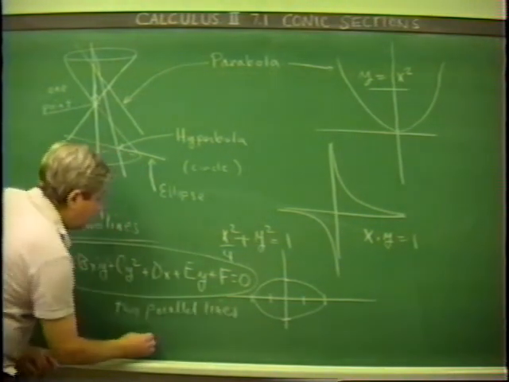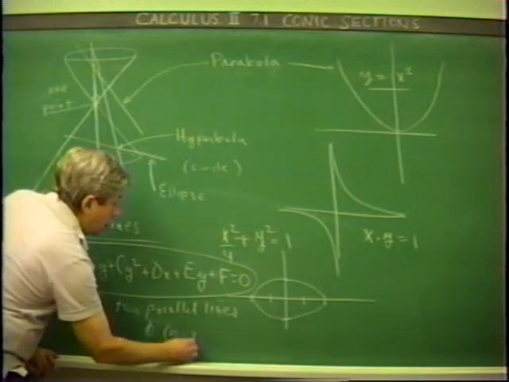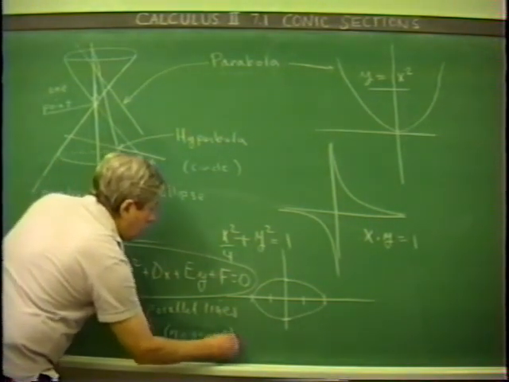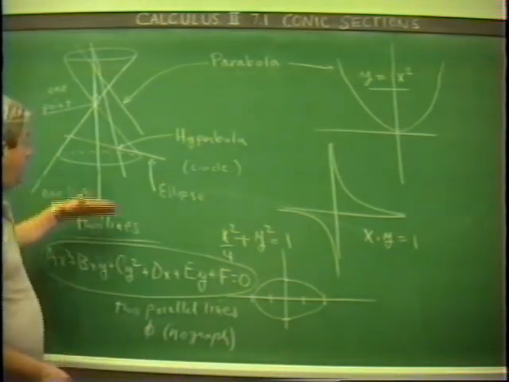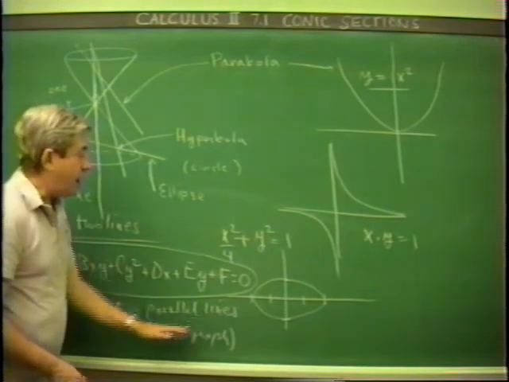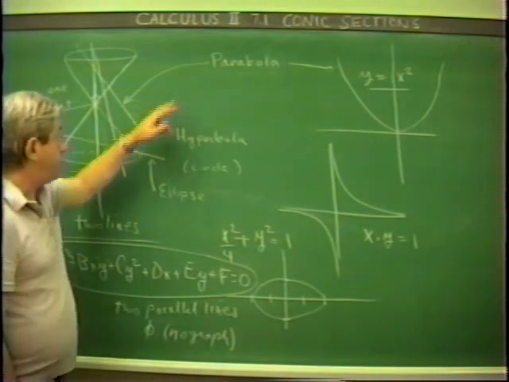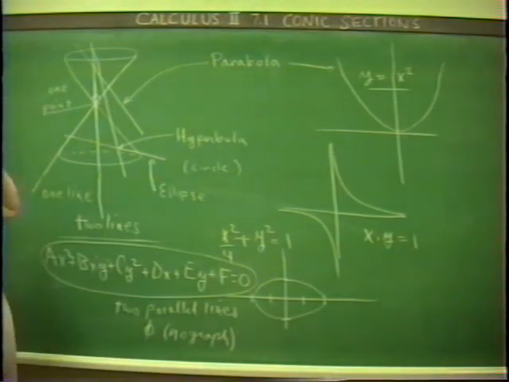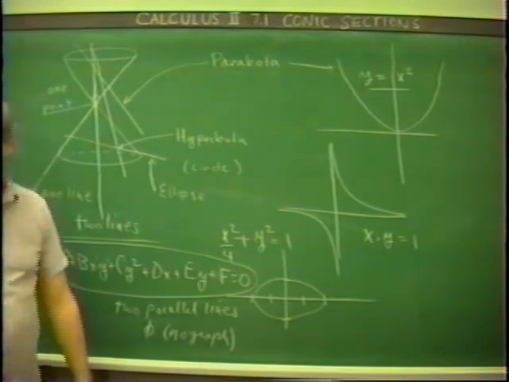And the empty set. That's to say no graph. And so two parallel lines and no graph are sometimes considered also to be conic sections, trivial conic sections, of course. So we're going to take a look then at parabolas, hyperbolas, and ellipses, starting with parabolas on the next episode.